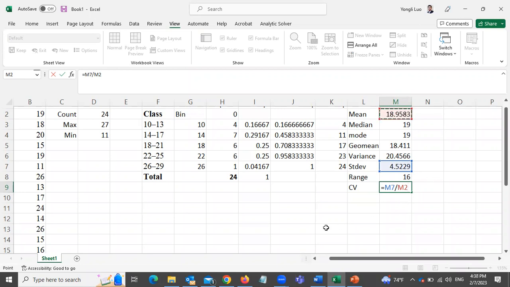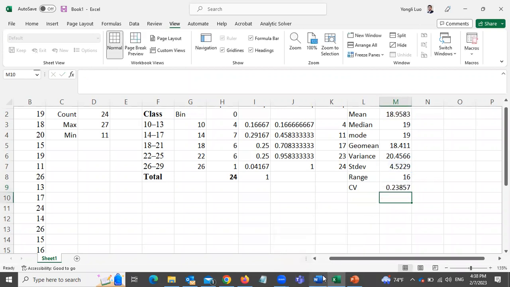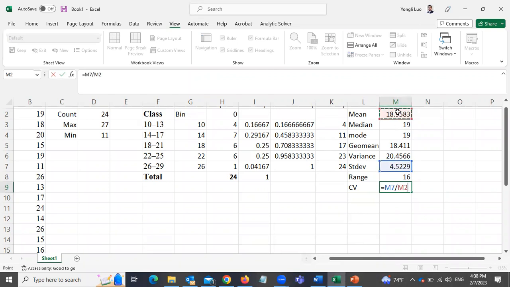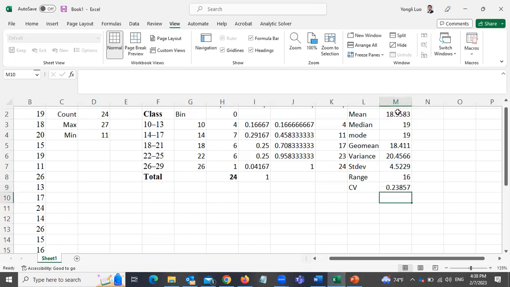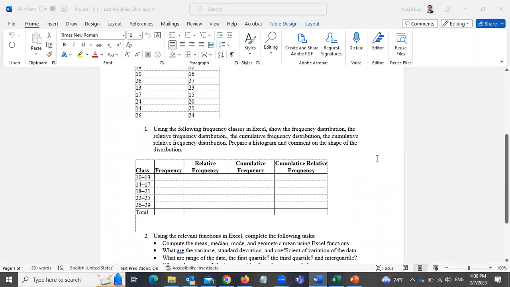So we're going to do that. The standard deviation divided by the mean. That's your coefficient of variation. And also we have the first quantile and the third quantile.